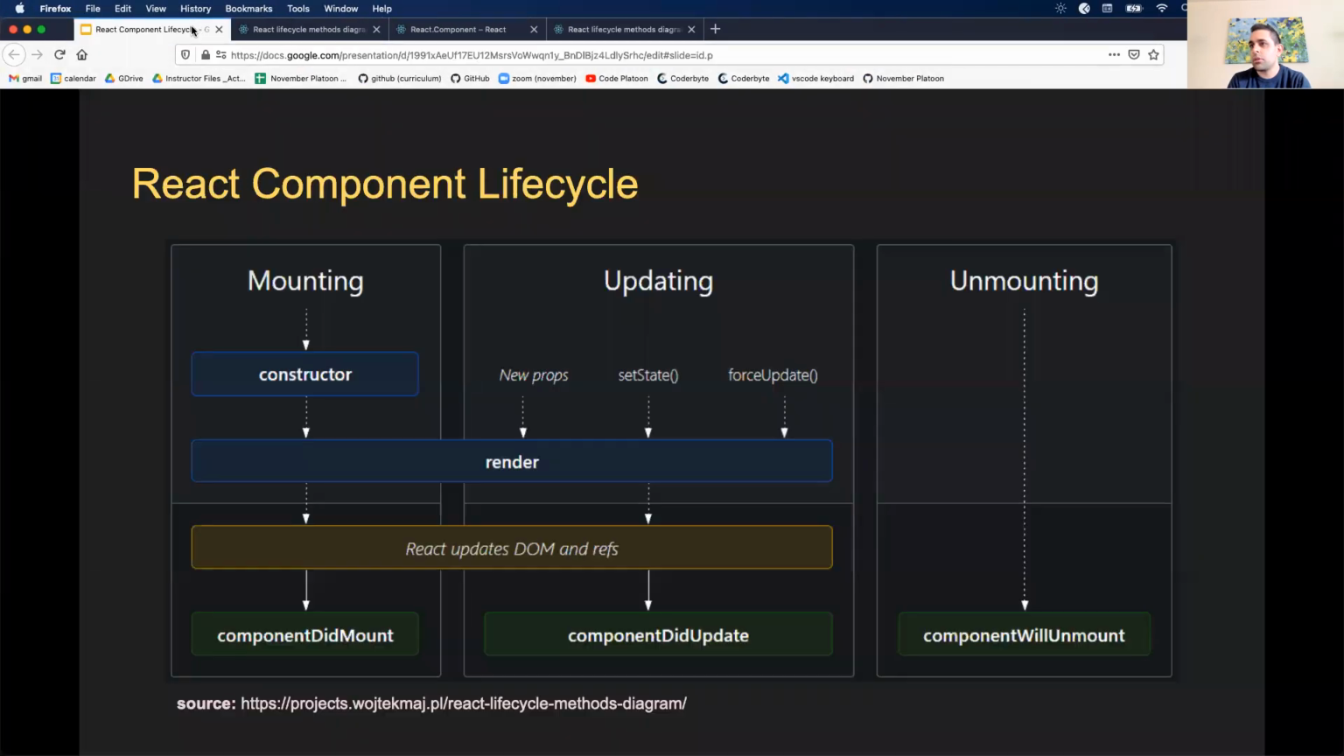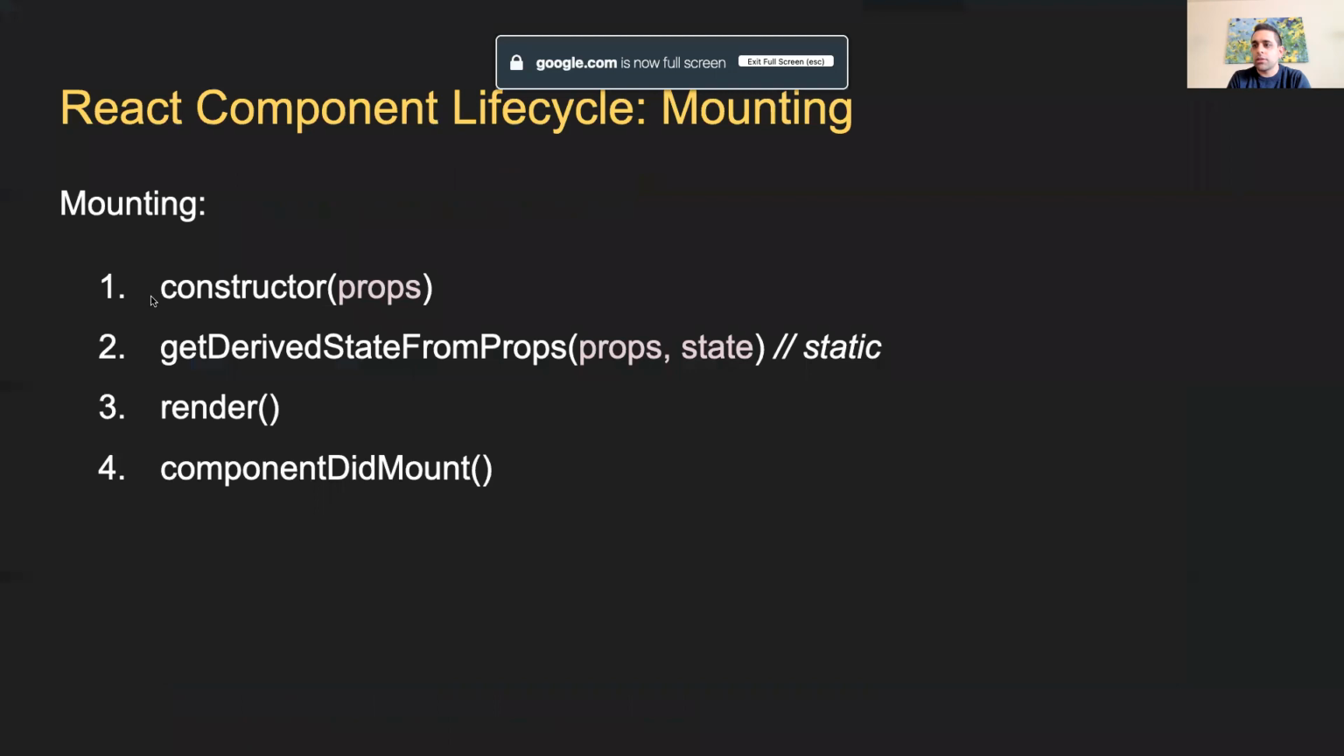All right, so it's a nice visual representation of the lifecycle. Let's talk about the particular stages in the lifecycle a little more in detail. So we have mounting, which goes through a few steps. It's going to call the constructor first. This is where the props will be passed, and this is a class-based component that we're talking about. So the constructor will be called.